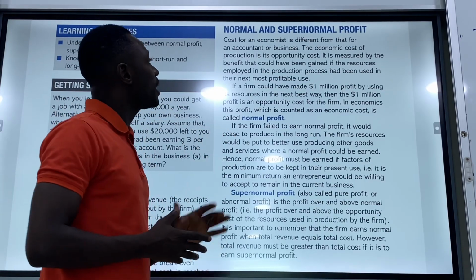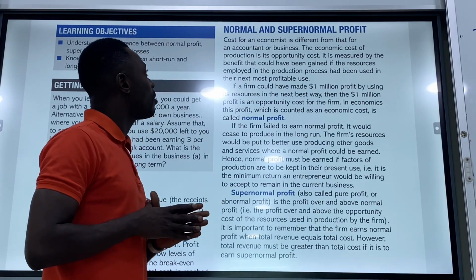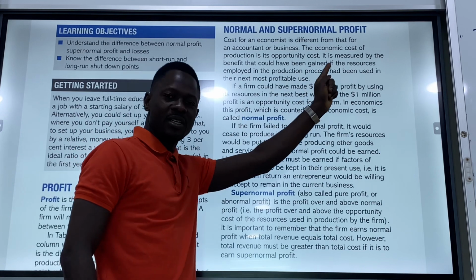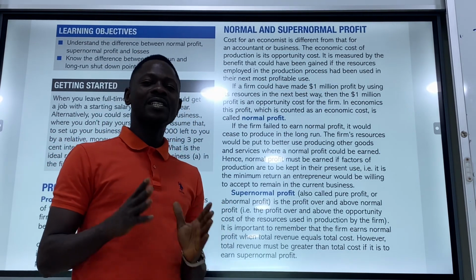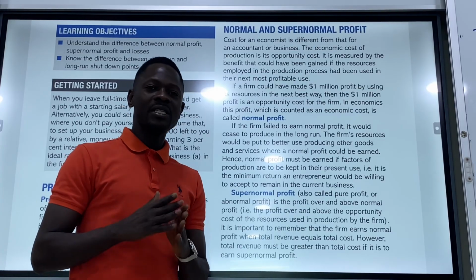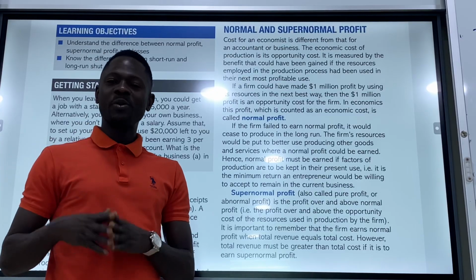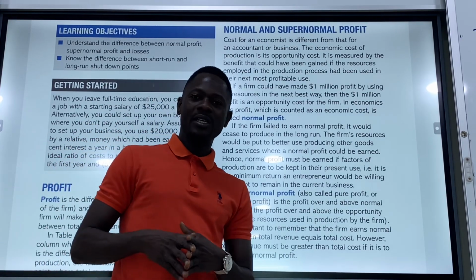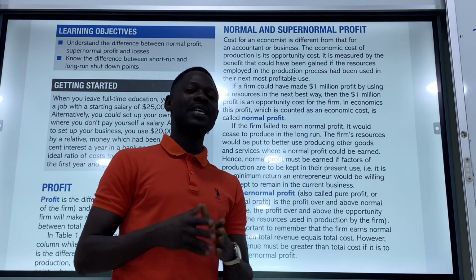Cost. Okay, so normal and supernormal profit. Cost for an economist is different from that of an accountant or business person. The economic cost of production is its opportunity cost. Cost for a business person or an accountant is the cost of production, but cost for an economist is the opportunity cost, which means the next best alternative that is forgone.